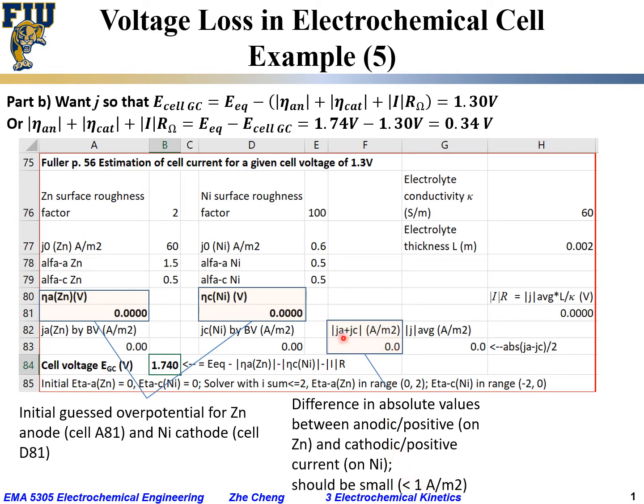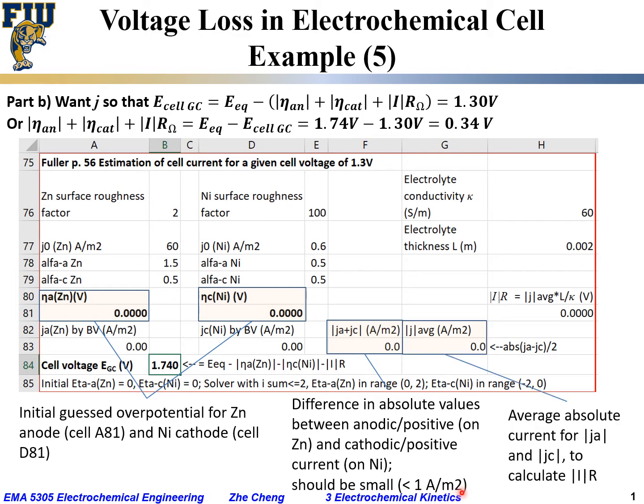So one JA should be positive, JC should be negative. You add them up, the arithmetic summation should be a very small value, and in this case we want to be smaller than 1 amp per meter square. And this one is absolute current average, which is JA absolute plus JC absolute divided by 2, or you can consider JA and JC are opposite value with just JA minus JC absolute value divided by 2.